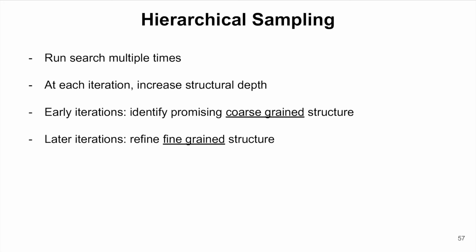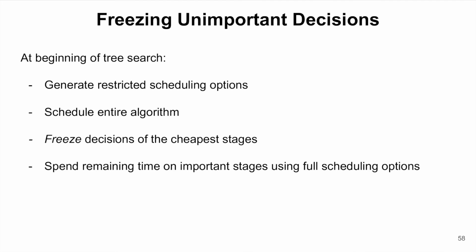In practice, we run the tree search with multiple iterations, increasing the depth each time. In the early iterations, many schedules are structurally similar, which creates few buckets. So these early iterations identify promising coarse-grained structure. The later iterations create more buckets and focus on refining fine-grained structure within the earlier identified candidates. At the very beginning of the tree search, we run the same procedure, but only consider limited scheduling options. The search evaluates these options as described earlier to produce a final schedule.